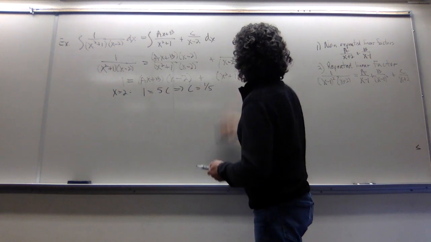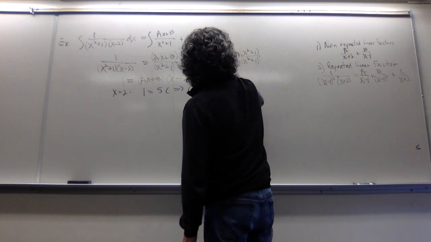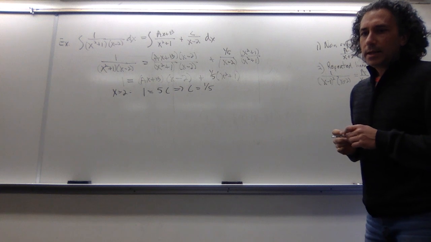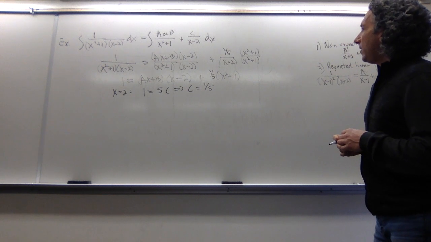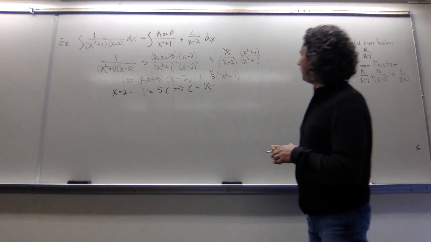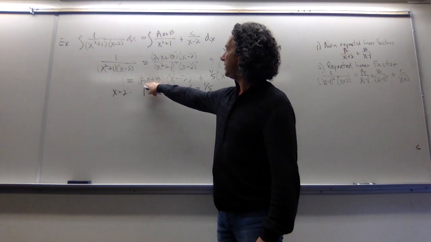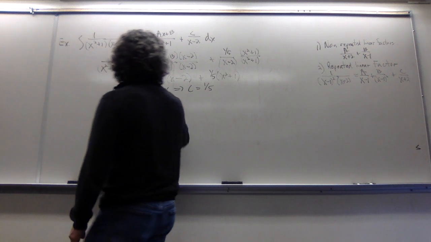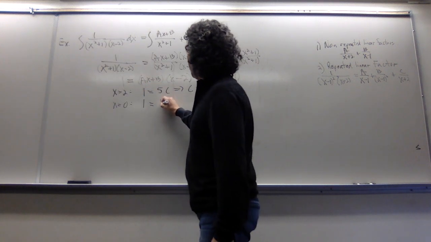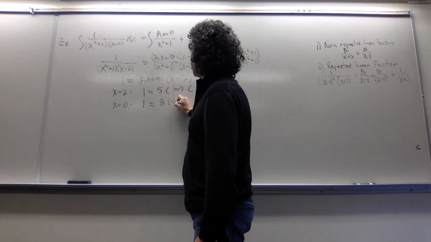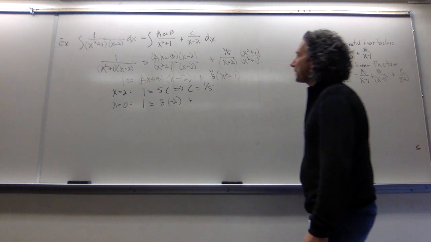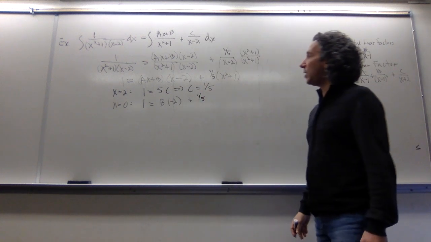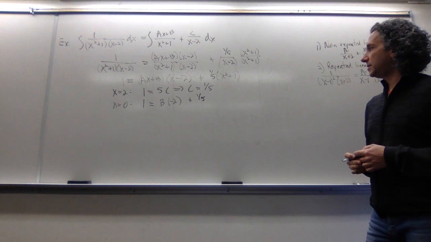When we plug this in, all right, so what else might be a good one? Well, if I let x equal 0, that'll zap that guy out. So let me do that. x equals 0, so we get 1 is equal to, so that's 0, that's B times minus 2, that's that piece, plus 1/5 times 0 squared plus 1, which is just 1. So I'm left with 1/5.